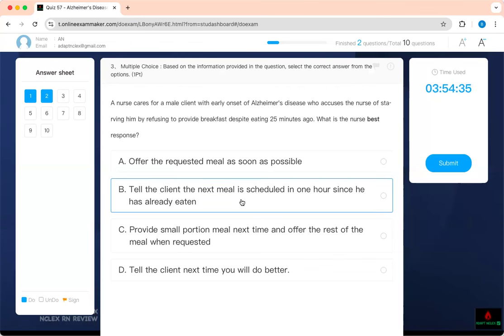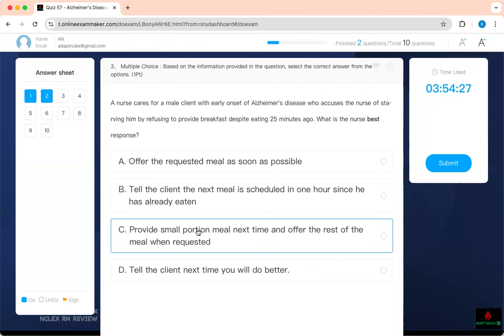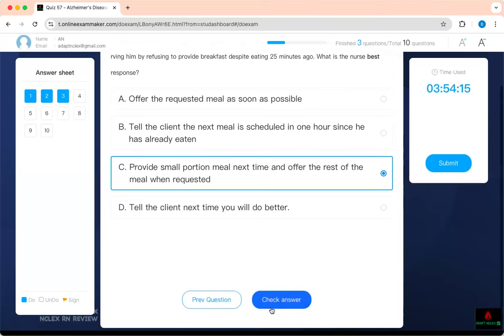Tell the client the next meal is scheduled in an hour since he had already eaten. It's not going to fix it. You eat, you give them another food, it happens again. So the best thing to do is give them small meals at a time so that this will never happen. Tell the client next time you will do better. You're not fixing the situation.